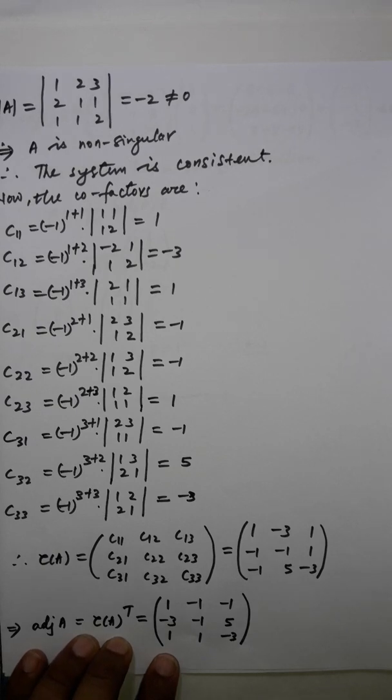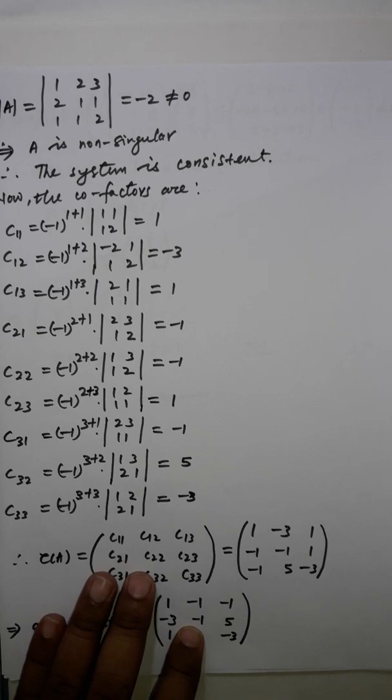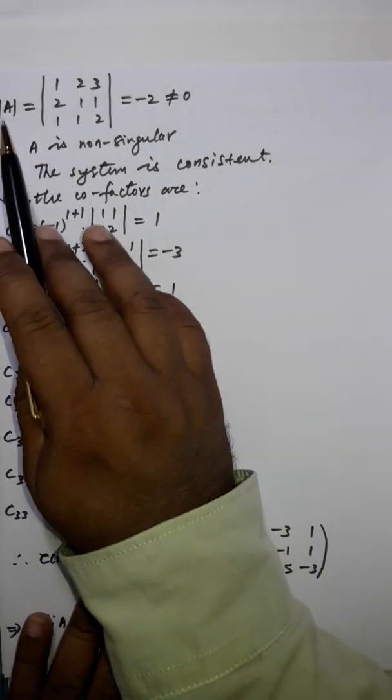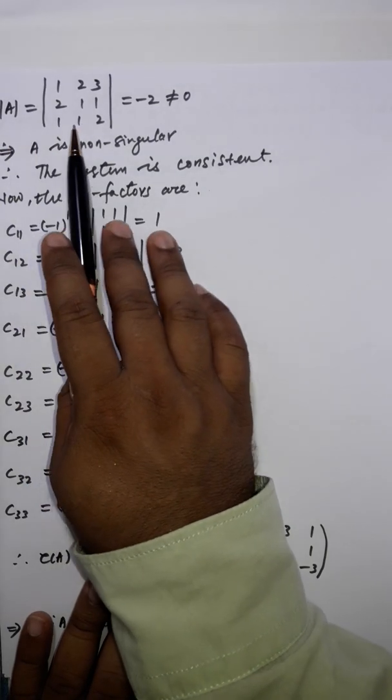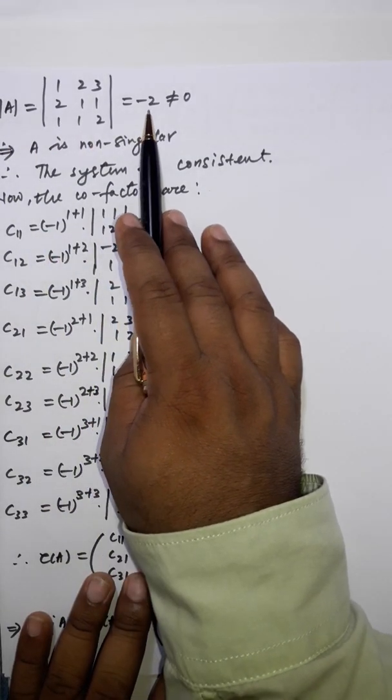Now, before moving on to the solution part, we know that first of all we have to find the determinant of the body matrix. So the body matrix is A and its determinant, as I have calculated, is coming out to be -2.